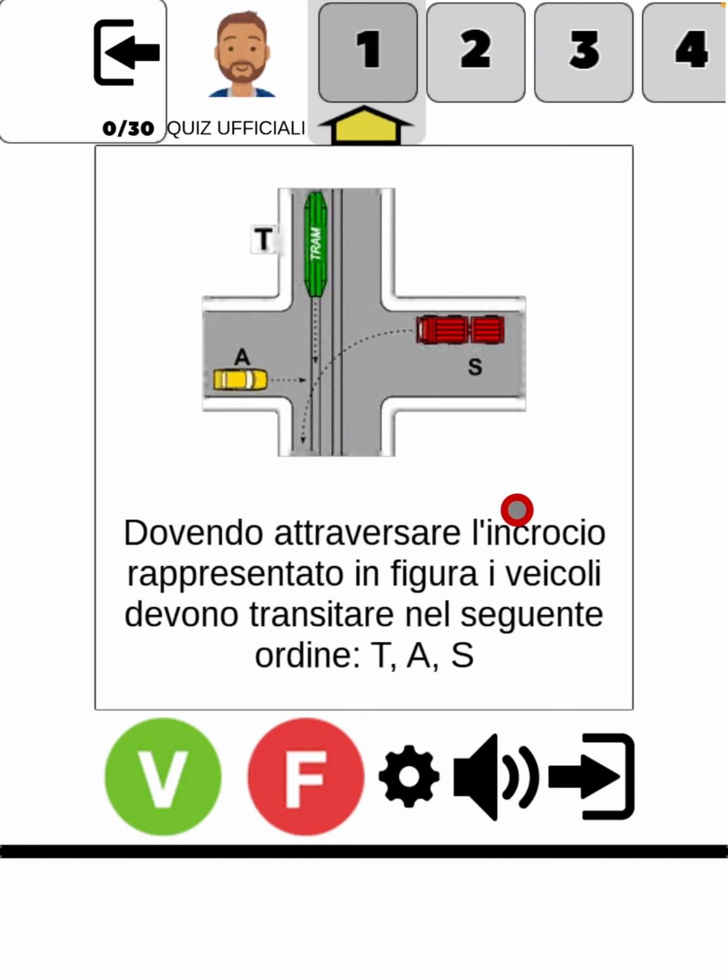Devo attraversare incrocio rappresentato in figura e il veicolo devono transitare il figura ordini T A S. Having to cross the intersection shown in the figure, vehicles must pass in the following order: T, A, S. The question is vero.